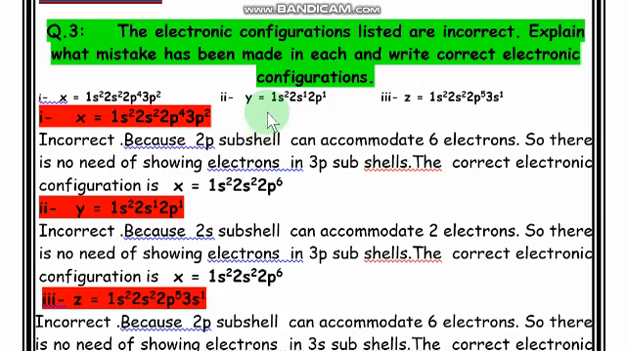Next we move to element Y. Y is 1s2, 2s1, 2p1. Yes, there is the same mistake: the s subshell contains a maximum of 2 electrons and it is not filled. So at first glance I knew the electronic configuration is incorrect. If your basic concept about electronic configuration, its rules of filling electrons, its sequence and the maximum number of electrons in each subshell is clear, then these tricky questions can be solved easily.